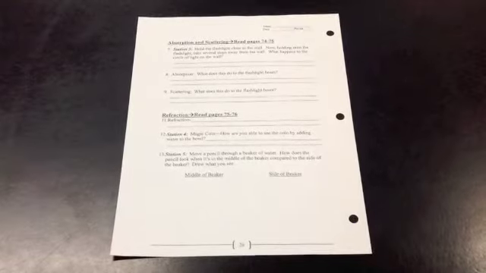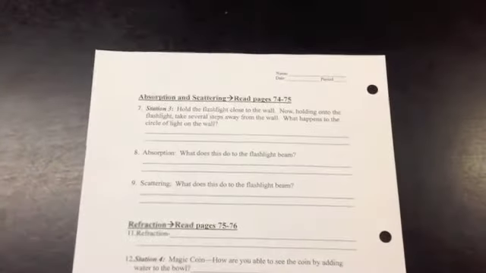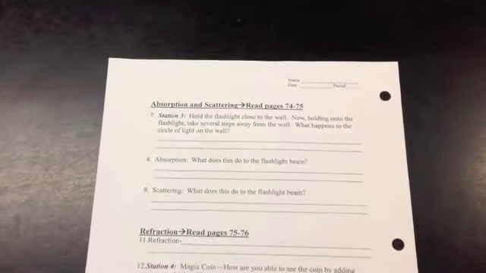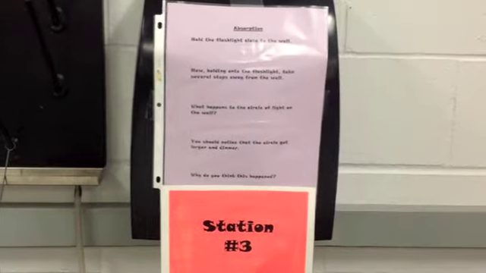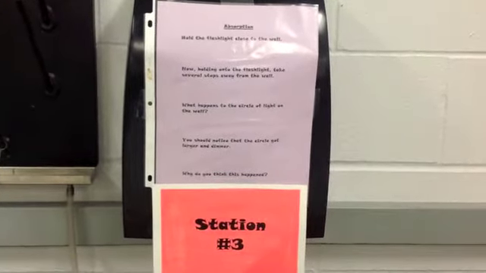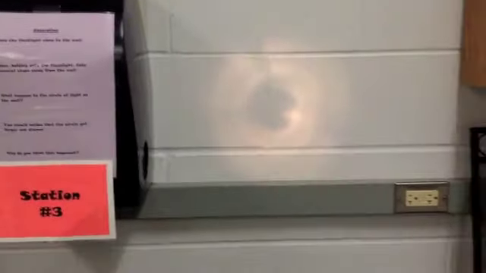On page 20, we take a look at absorption and scattering. Station number 3 involves holding a flashlight close to the wall and then bringing it away from the wall. All right, the directions for station 3 are posted here. You're going to be using a flashlight, and we are going to shine the flashlight on the wall, and you can compare the difference in the beam of light as we step back away from the wall.